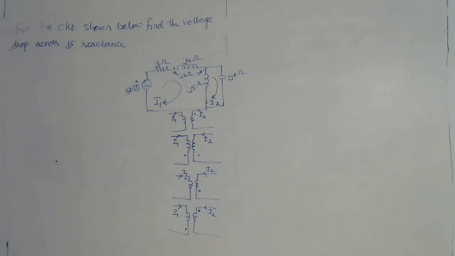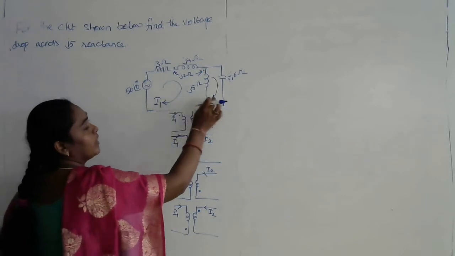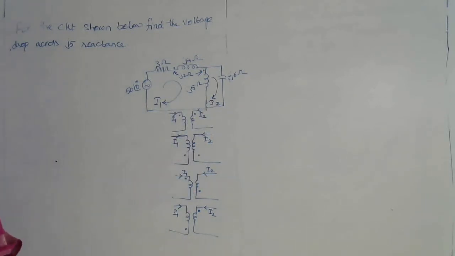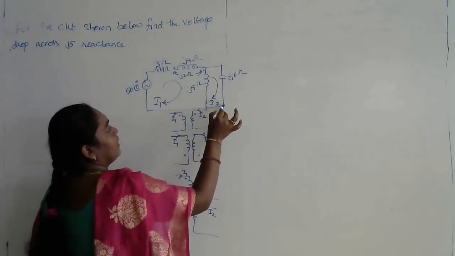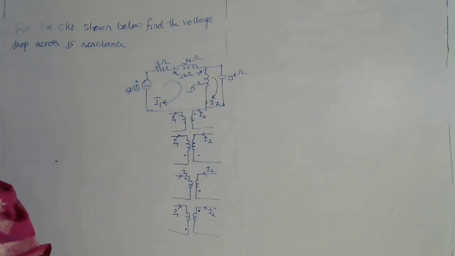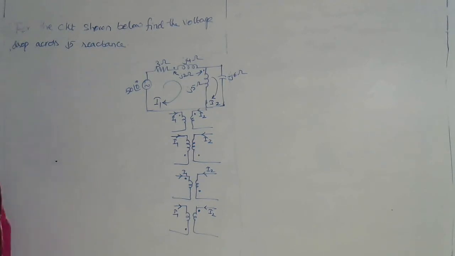If we want to find the voltage drop across the j5 reactance, j5 is in between loop 1 as well as loop 2. Even though the currents flowing in both loops are different, the voltage will be the same. The voltage drop present at this point will be the same as at the previous one. The only thing is we need to multiply with the j5 reactance. Before solving this problem, we must first know the basic rules of the dot convention.